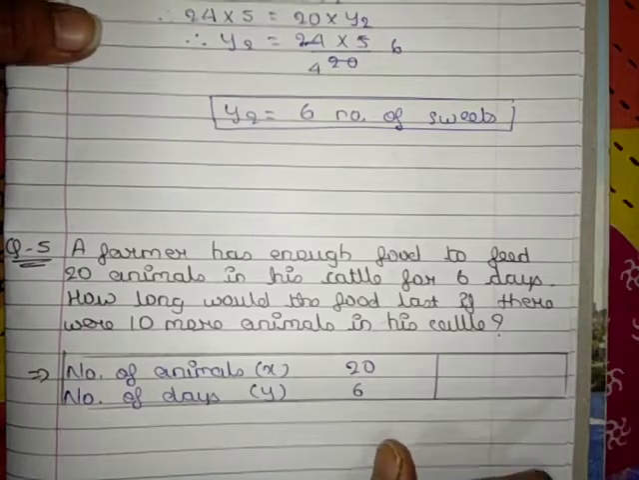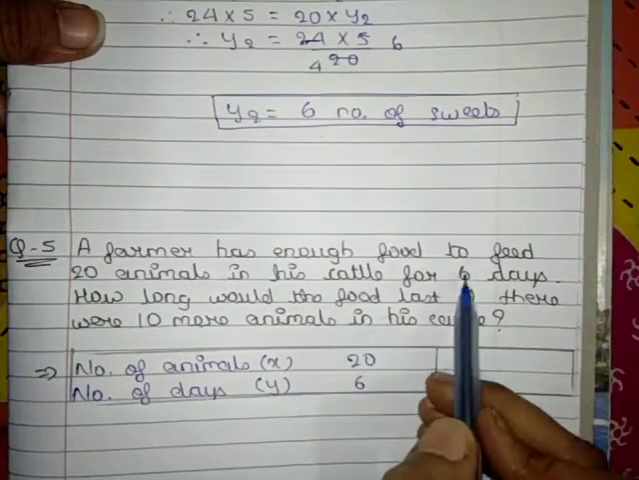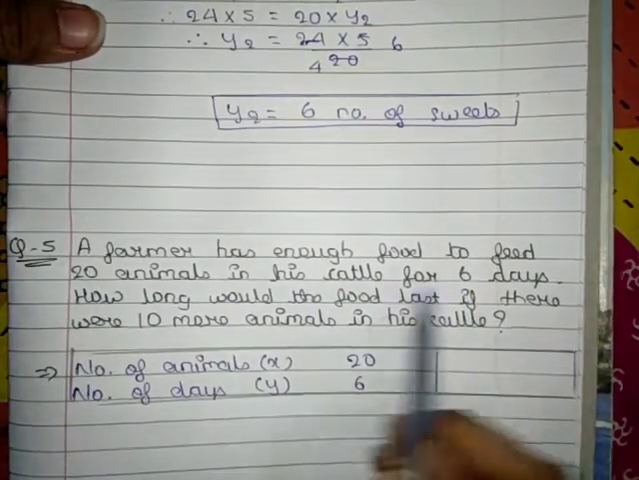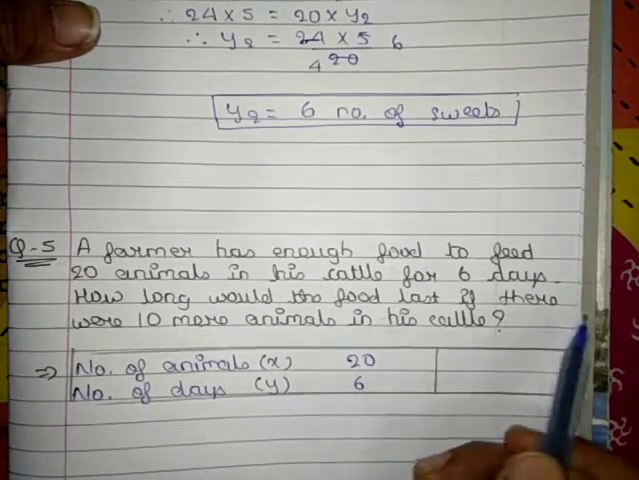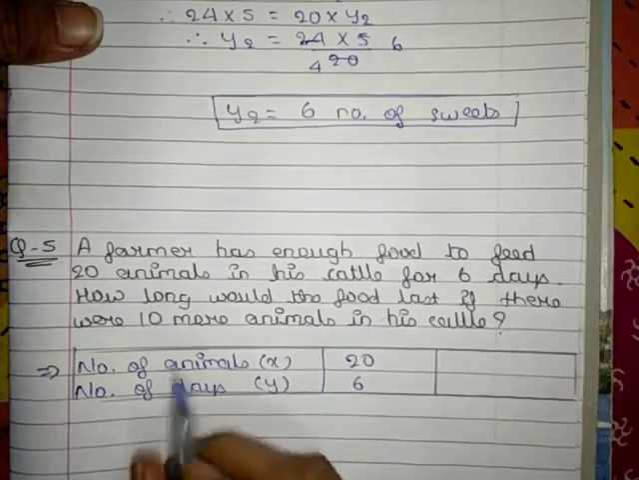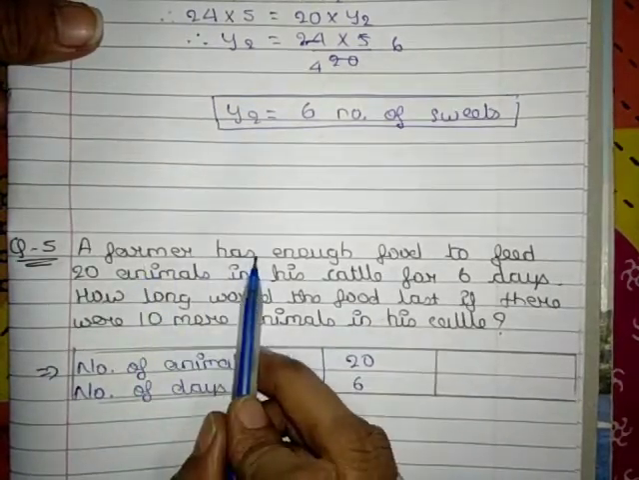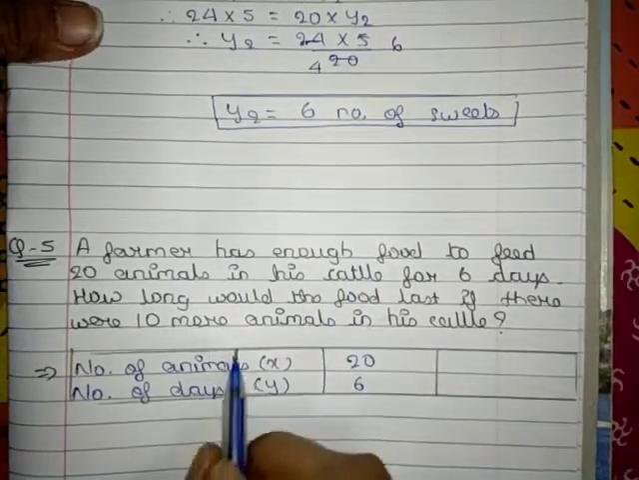Question 5. A farmer has enough food to feed 20 animals in his cattle for 6 days. So 20 animals for 6 days, he has that much food. How long would the food last if there were 10 more animals in his cattle? So here two things are given to us, number of animals and number of days that the food will be enough for that particular number of animals.